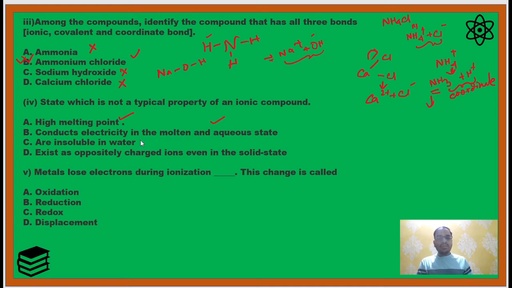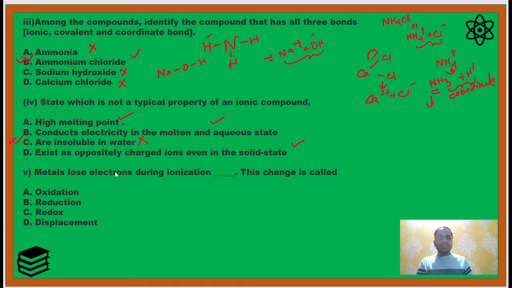Are insoluble in water. This is the wrong property, because ionic compounds are soluble in water, because water itself is polar and ionic compounds are also polar. So polar dissolves polar. Exists as oppositely charged ions even in solid state. Obviously, ionic compounds are formed when two opposite charges attract each other. So this is a property of an ionic compound. So this is the correct answer, option C. Okay. Next one.